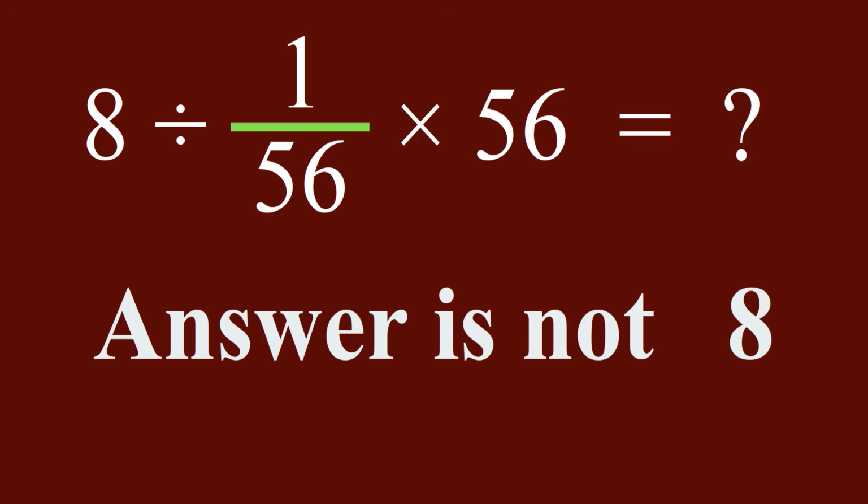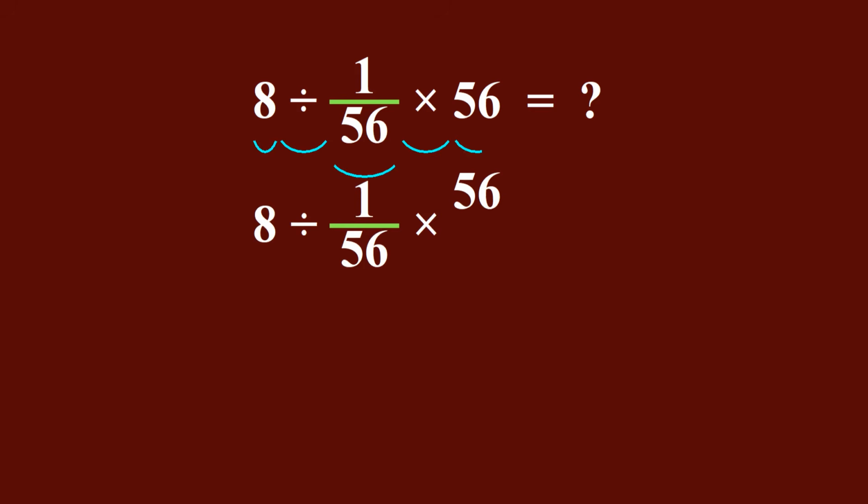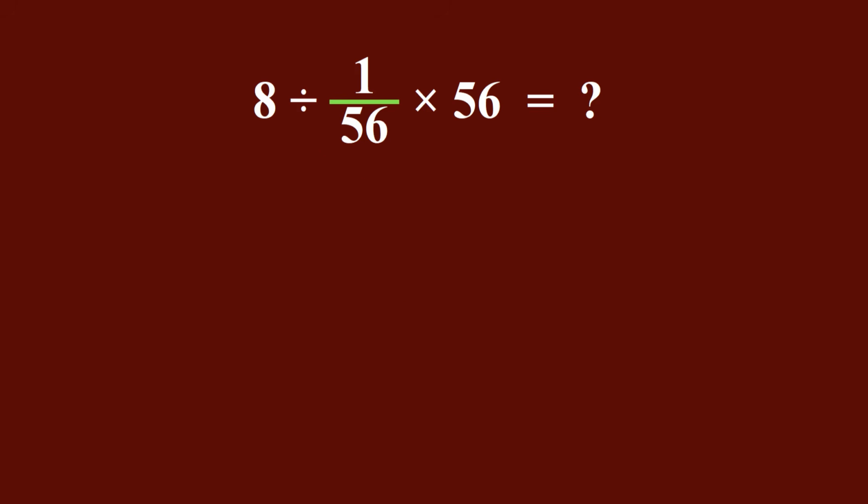In this future upload, we wanted to find the value of this expression: 8 divided by 1 over 56, then times 56. Let's go and start solving the problem. We have 56 divided by 56, which equals 1. So here we have just 1, and 8 divided by 1 equals 8. But this answer is not correct because according to the order of operations, we have to do this division first, not this multiplication. So let's start the correct solution.